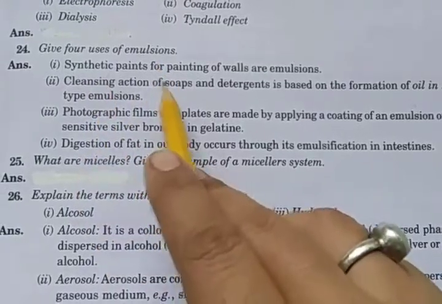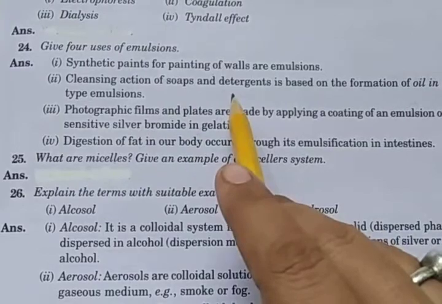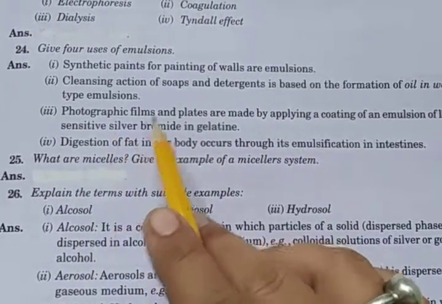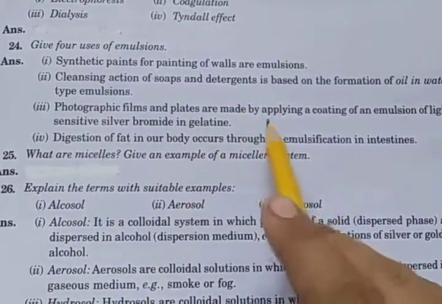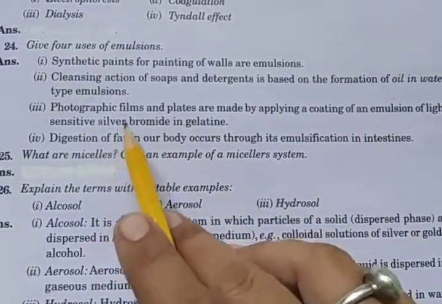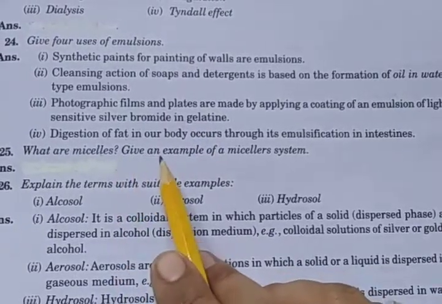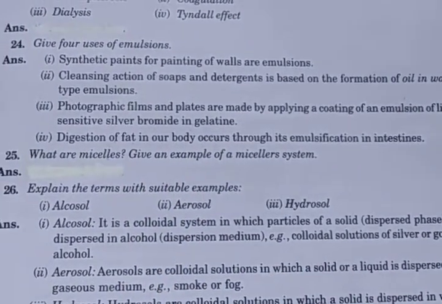First, synthetic paints for painting of walls. Second, cleansing action of soap and detergents. Then third, photographic films and plates are made by applying a coating of an emulsion of light sensitive silver bromide in gelatin. And then fourth use, digestion of fat in our body.